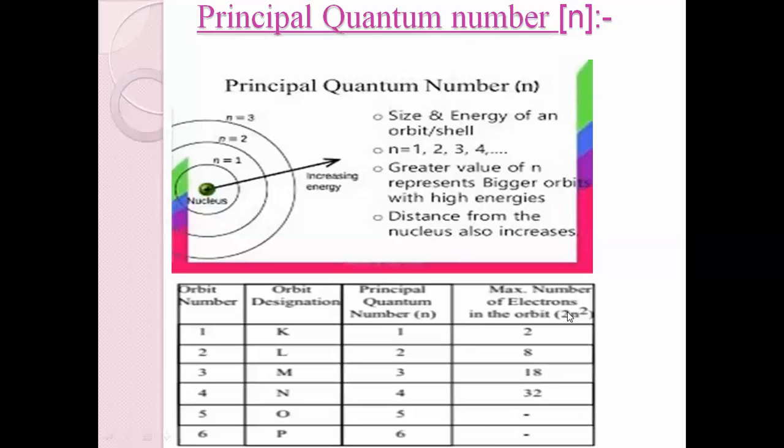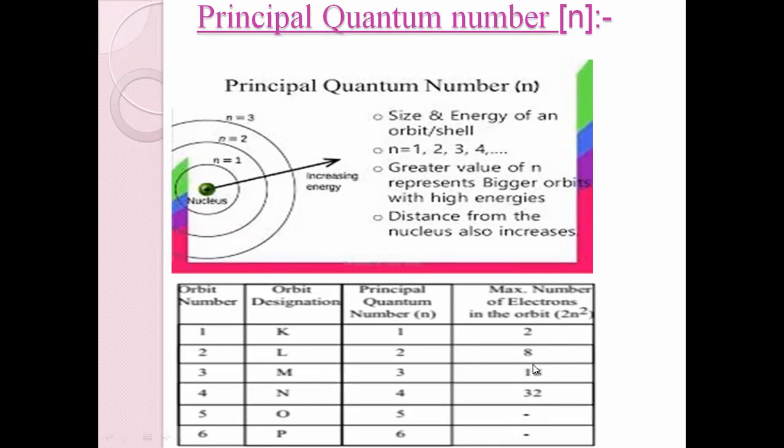Yes. So why 2? Because it is 2n square. 2 into what is n? N is 1 over here. So 2 into 1 square is 2. Then coming to the second shell. The second shell is represented as 2. So 2 into 2 square is 8. M has got 18 electrons. So 2 into 3 square is 18 electrons. N has got 32 electrons.